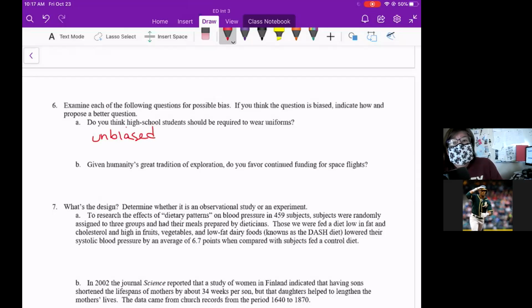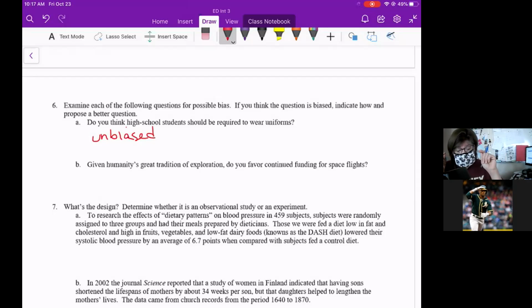If I had said it like, schools where students wear uniforms have better discipline. Do you think high school students should be required to wear uniforms? Okay, so that opening clause is trying to influence your answer to the question. Does that make sense? All right. You don't want any influence.